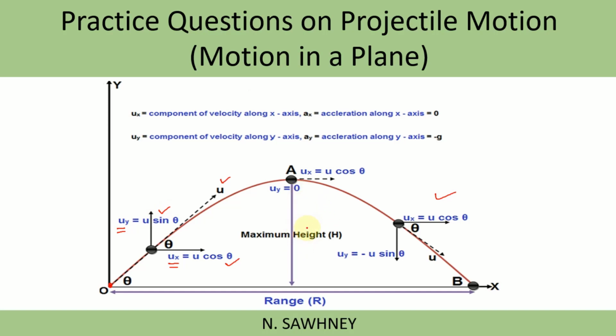At maximum height, the y component is 0 and the x component is u cos theta. This is the maximum height gained by the projectile. OB is the range of the object, that is how much horizontal distance the object can cover with initial velocity u. So let us start the questions.